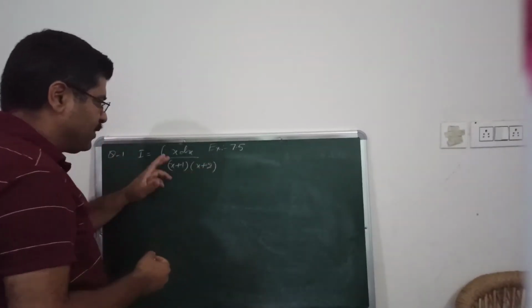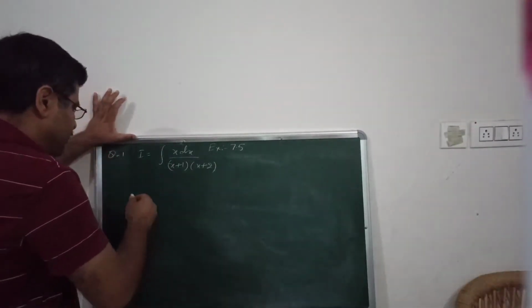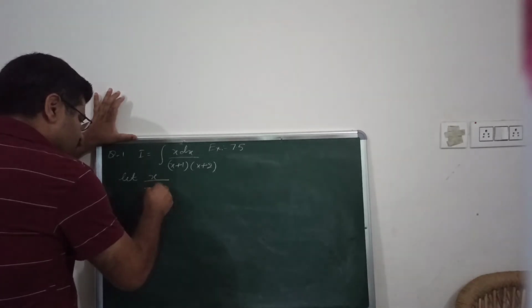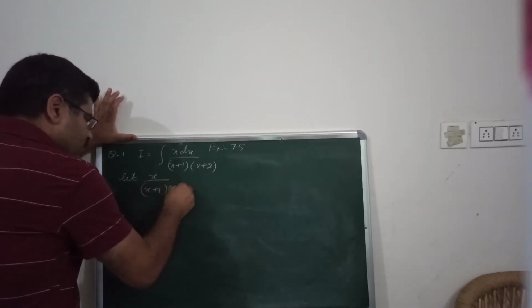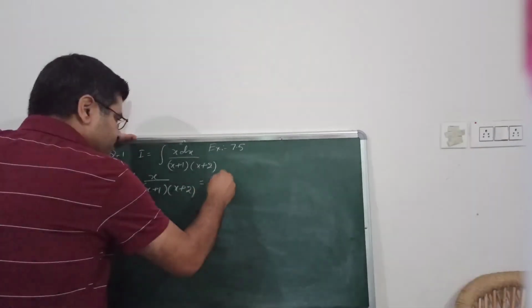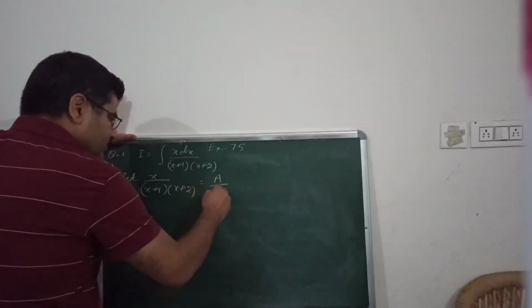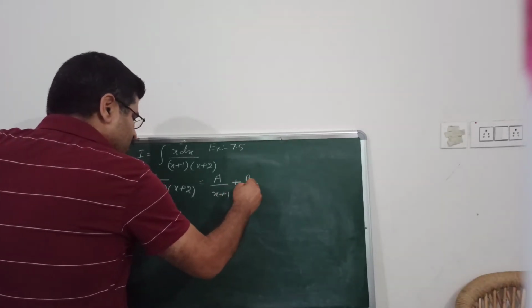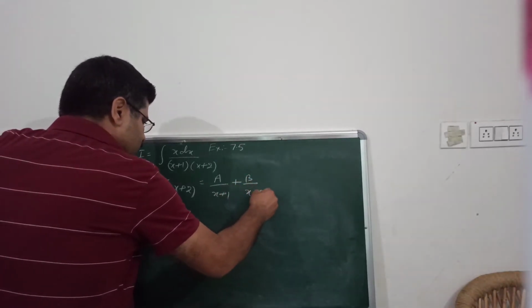Now you will compare it with the form. What we will do is, let x upon (x plus 1)(x plus 2) be equal to A upon x plus 1 plus B upon x plus 2.